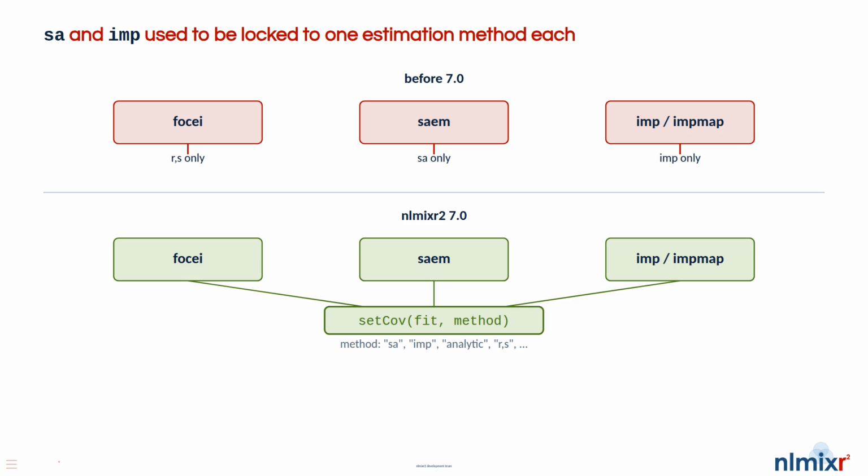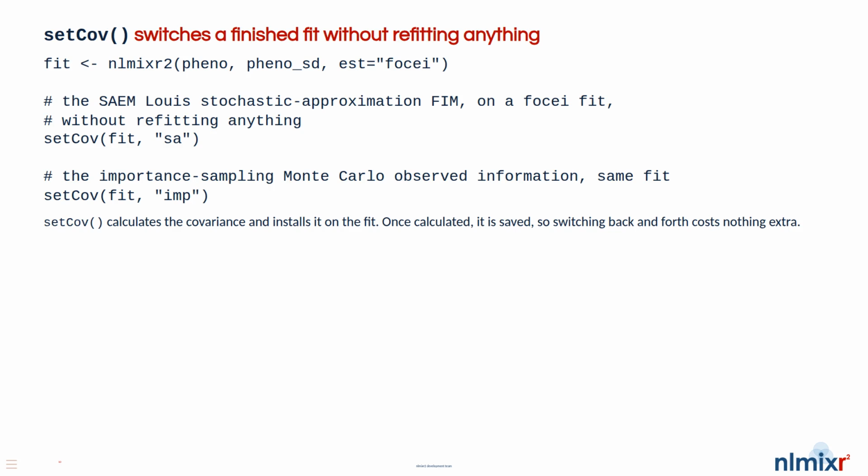This post-fit covariance step occurs at the converged estimates of the mixed effects model. setcov calculates the new covariance and folds it right into the fit. Once it's calculated, it's cached so you can flip between covariance methods on the same fit without paying the calculation cost twice.